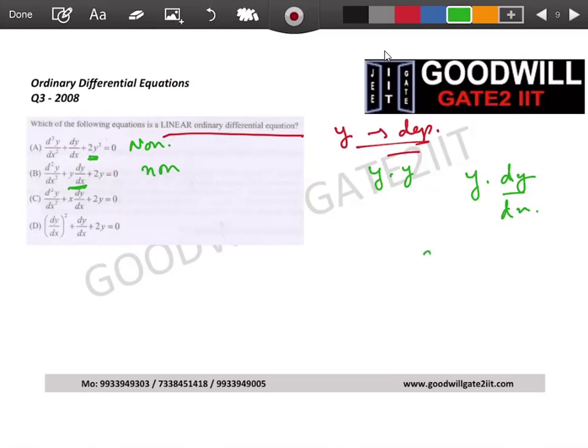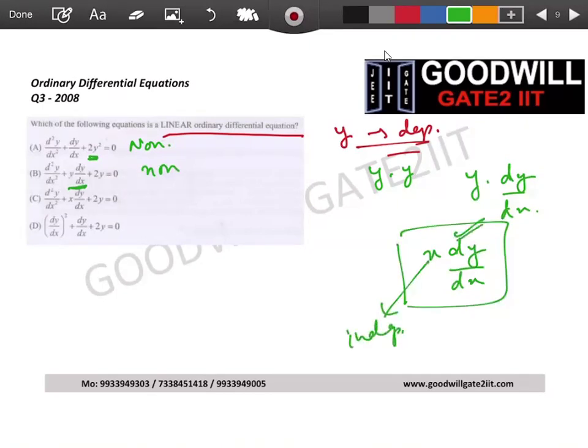Now please look here, the term is x dy by dx. So x is an independent variable. So this is a linear term. Okay, don't get confused with this. This is a linear term. So your answer is C. This is a linear differential equation.